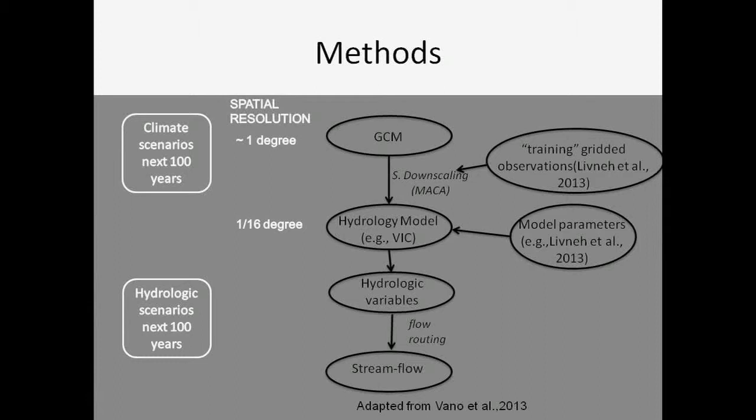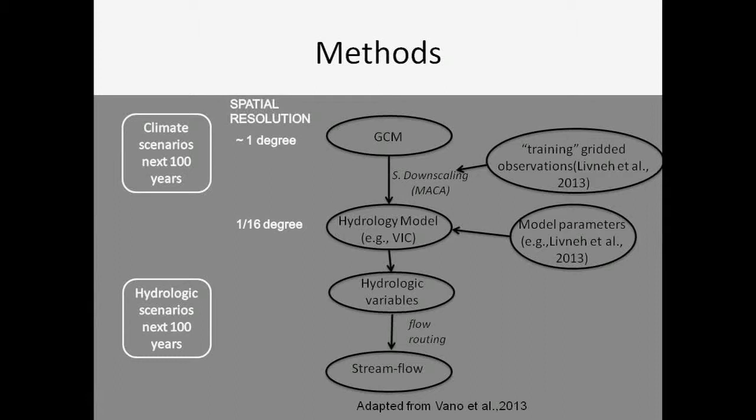We have the GCM data, then we do downscaling using the MACA methodology, and we have to train that data. So we use some gridded observations to do downscaling. For example, we're using this data set, Livneh et al. 2013. Once we have the downscaled data, we run the model, for example the Variable Infiltration Capacity model, VIC, and we have to select certain model parameters to run the simulation. All of this will affect the hydrologic output that we get.